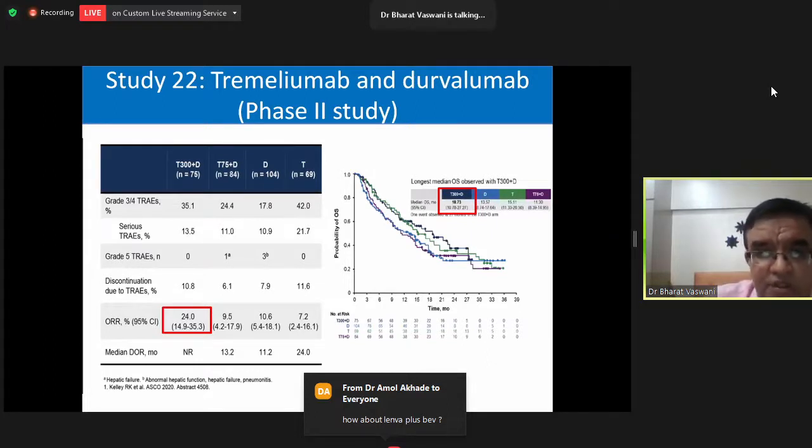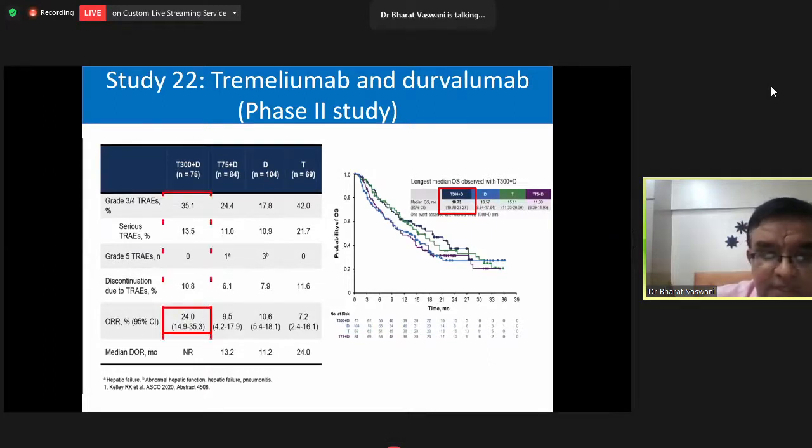I would like you to concentrate on the one arm only, which is probably the arm that will really give you an advantage. Single dose of tremelimumab, 300 mg with durvalumab, only a single dose, followed by durvalumab maintenance. See your overall response rate, 24%. Again, an acceptable thing. Grade 3-4 toxicity, 35%.